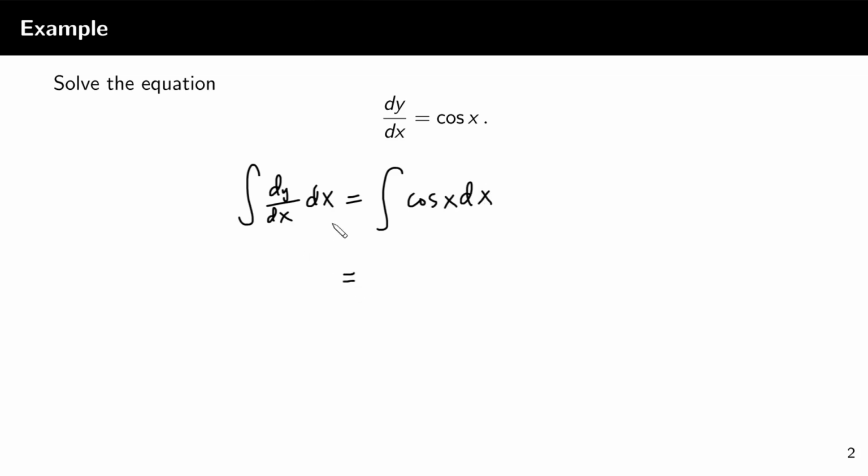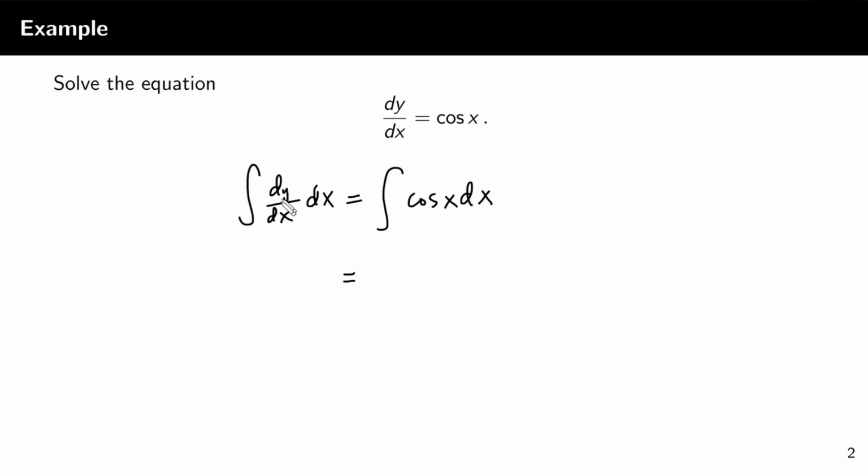So, meron tayong integral sa kaliwa, meron din tayong integral sa kanan. Those will produce their own constants of integration. But actually, pwedeng isa na lang yung isulat natin. For example, yung sa kanan. Since anyway, itatranspose din naman natin yung constant of integration na yun. So, dito sa kaliwa, i-integrate ko siya, pero hindi ko na isusulat yung constant of integration.